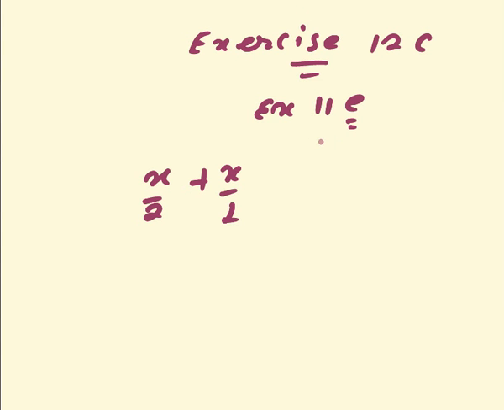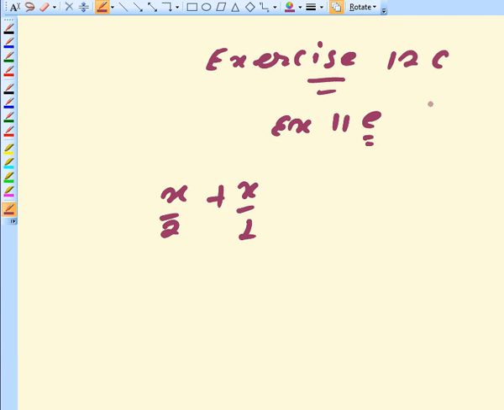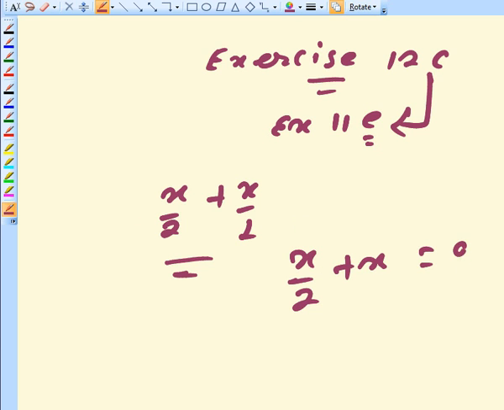Exercise 12C is same as exercise 11E, but the only difference is in exercise 11E we only have one side, but in exercise 12C we are having two sides. Just like x by 2 plus x equals to 9. In this question we are having LHS and as well as RHS. Now how to solve this question?